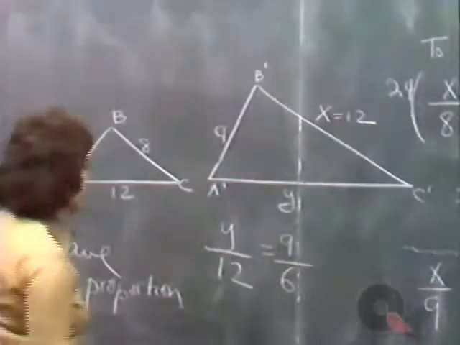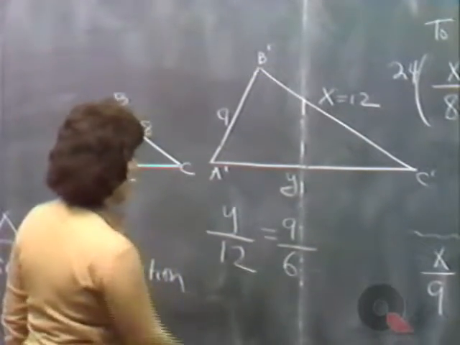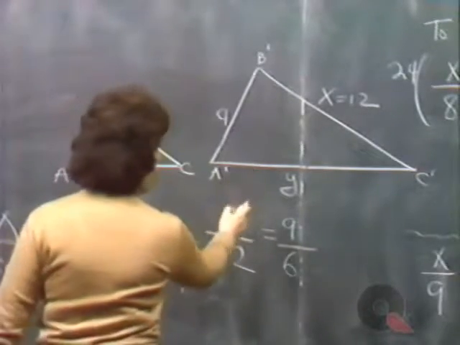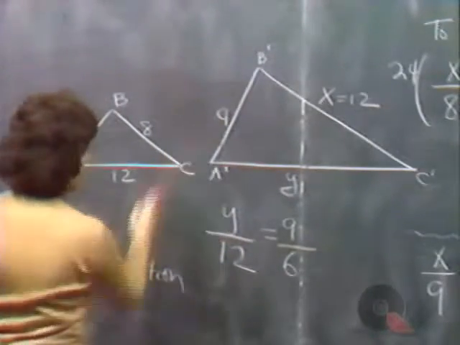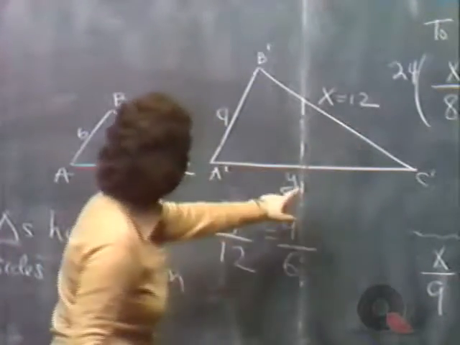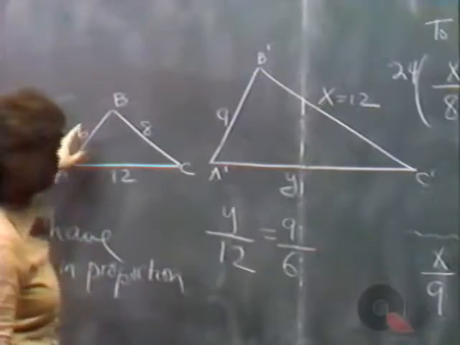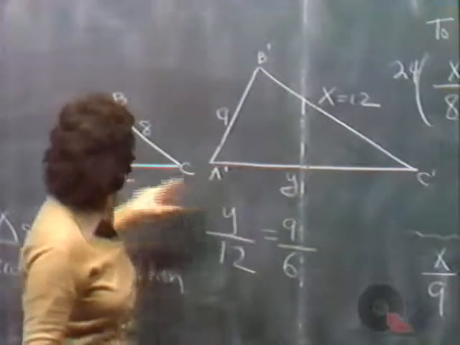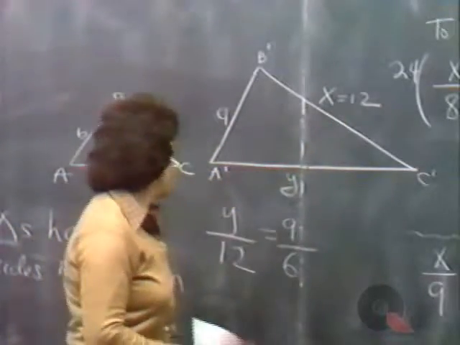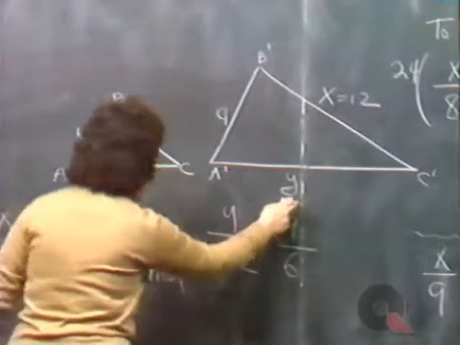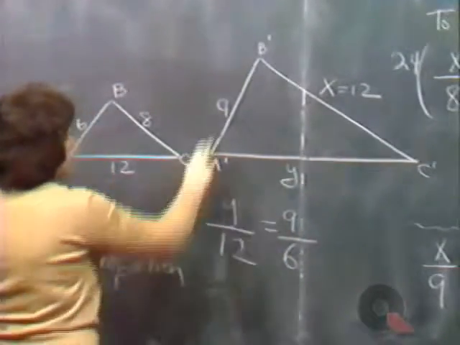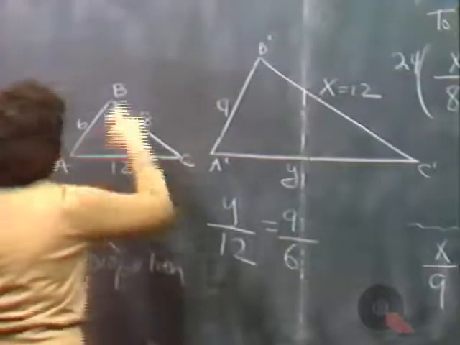Alternately, you could have used the 12 that we just worked out here. We went y is to 12 as 9 is to 6. We could have gone y is to 12 as 12 is to 8, making use of the side that we just calculated. Here, y is to 12, I'm talking A prime C prime is to AC as 9 is to 6, A prime B prime is to AB.